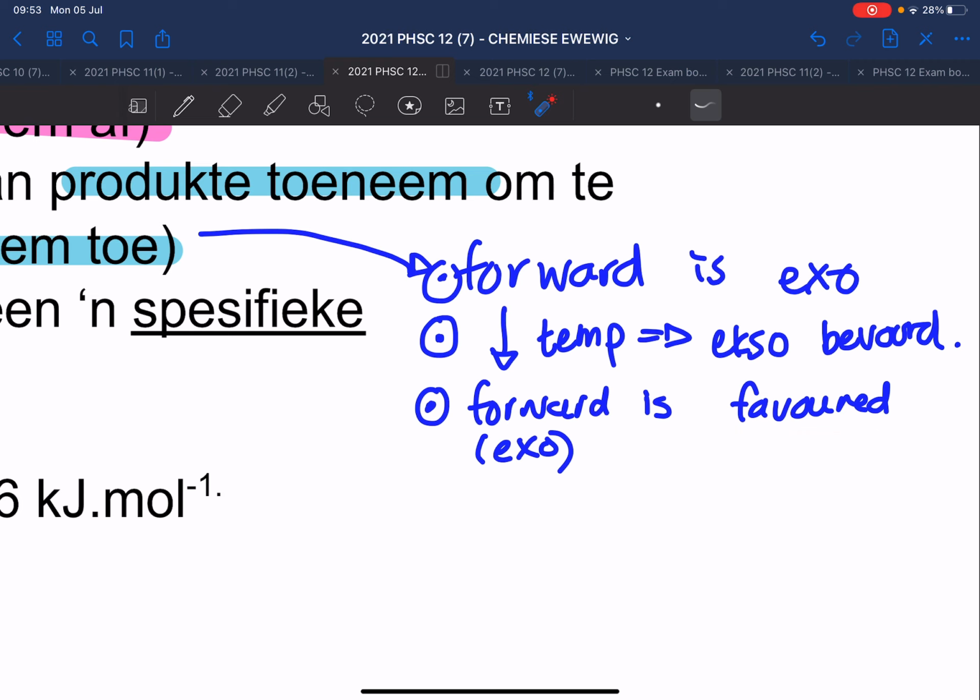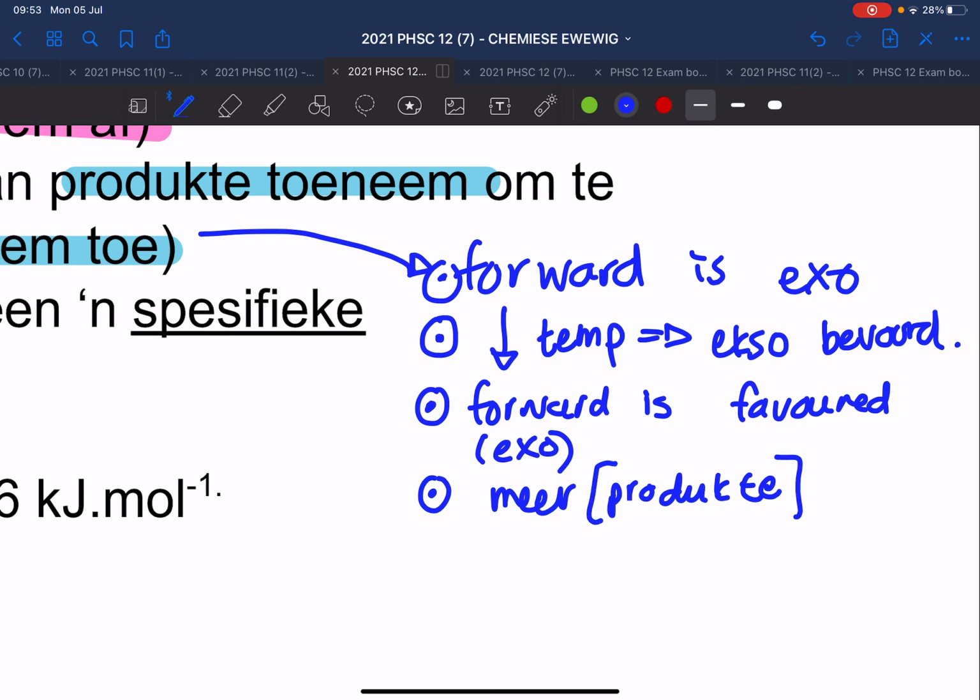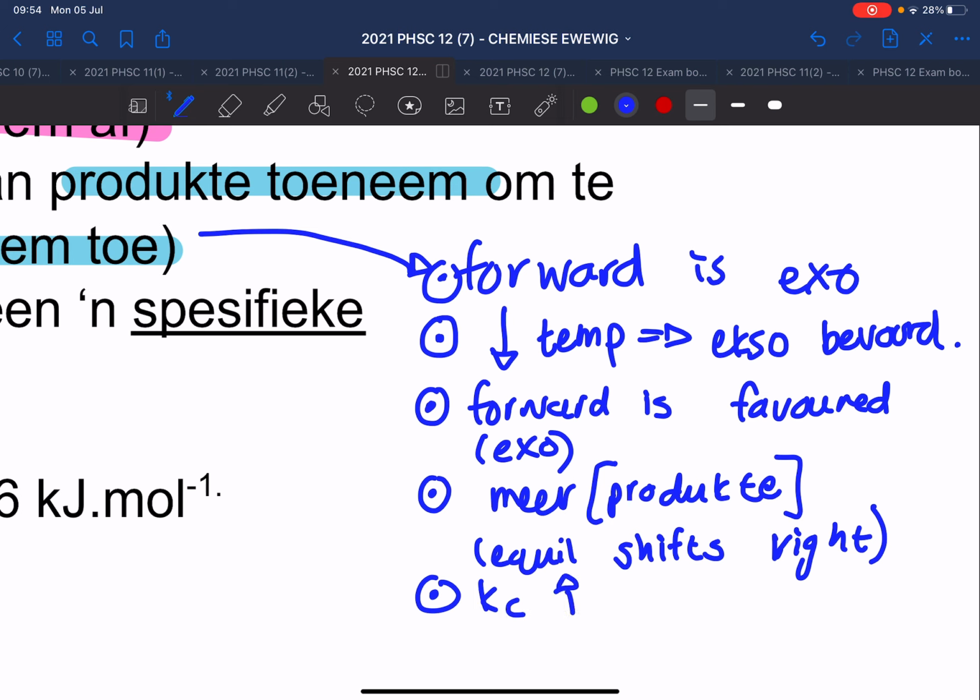Ja. Goed, so dit wil sê meer produkte word gemaak. Or you can say the concentration of the products increases. Or you can also say equilibrium shifts to the right. Ewewig skuif na regs. And that is why the Kc expression increases.